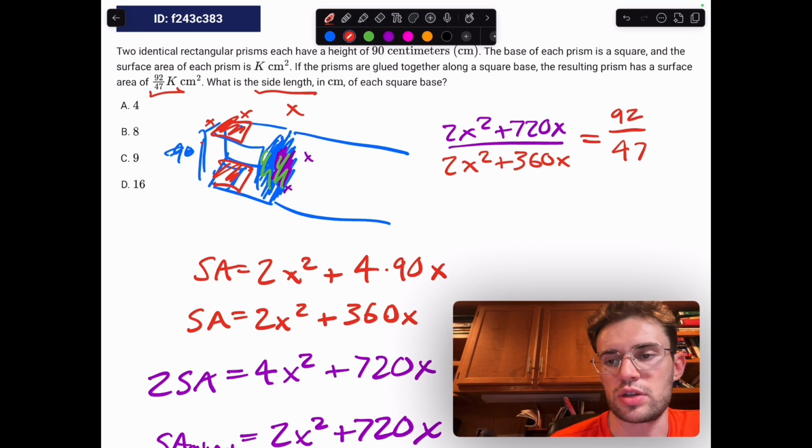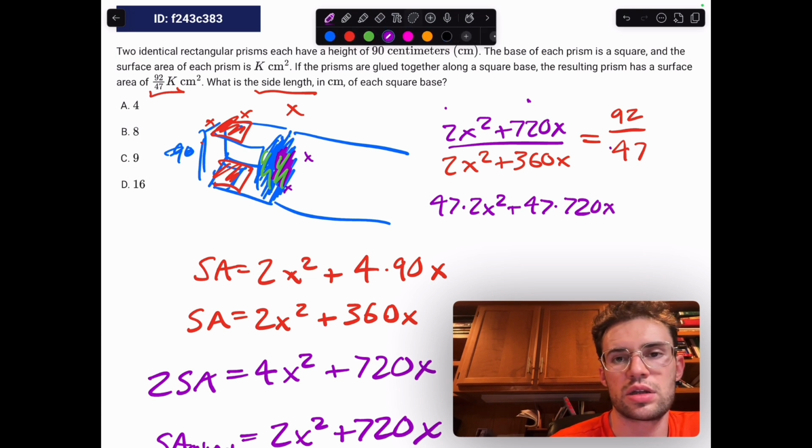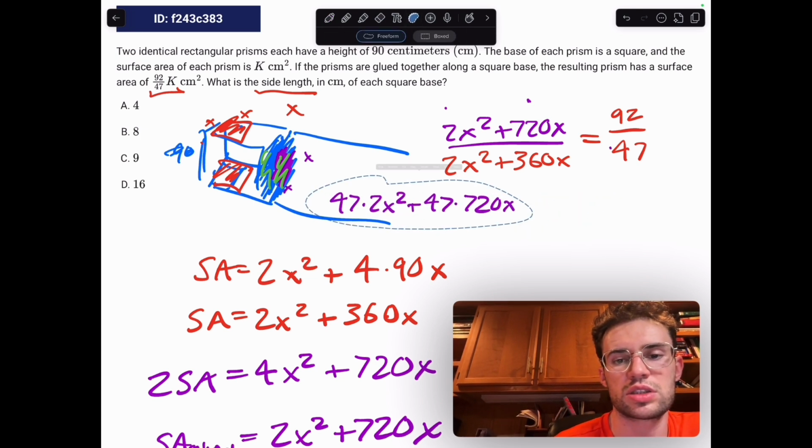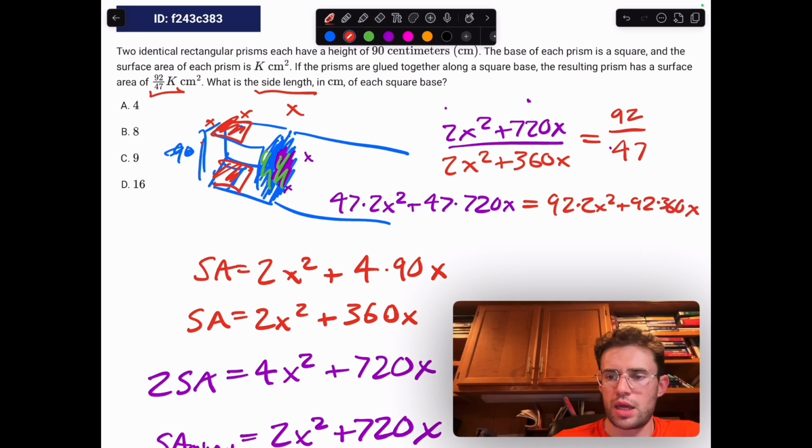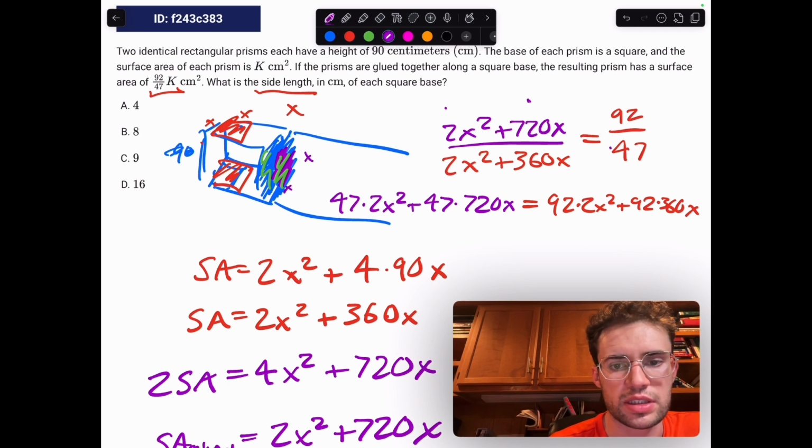So then what we could do is cross multiply this here. So you would get 47 times 2x squared plus 47 times 720x. And let me move this over so I have a little more space. And that will be equal to 92 times 2x squared plus 92 times 360x. And now 47 times 2 gives us 94, so this is 94x squared.